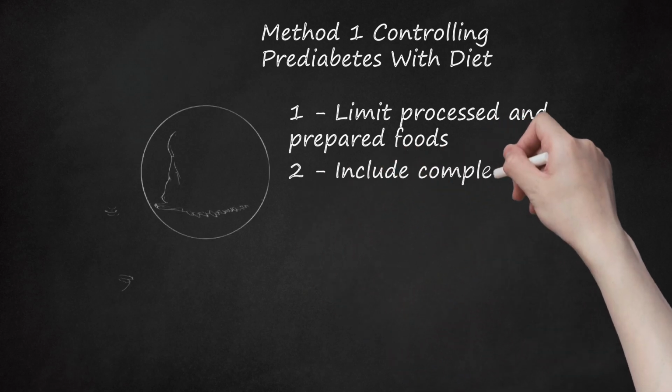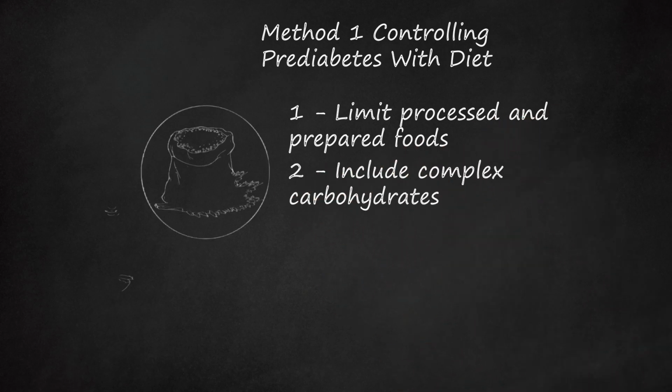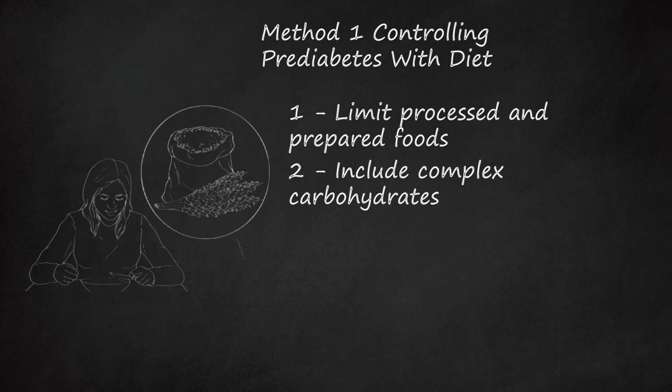2. Include complex carbohydrates. Whenever you eat carbohydrates, make sure they are complex, and not simple, carbohydrates. While both simple and complex carbohydrates are broken down into glucose in the body, it takes the body longer to break down the complex carbohydrates. Complex carbohydrates are found in whole, unprocessed foods such as whole grains, peas, lentils, beans, and vegetables. Go for brown rice, whole grain pasta, and whole grain breads if you want to eat those items.